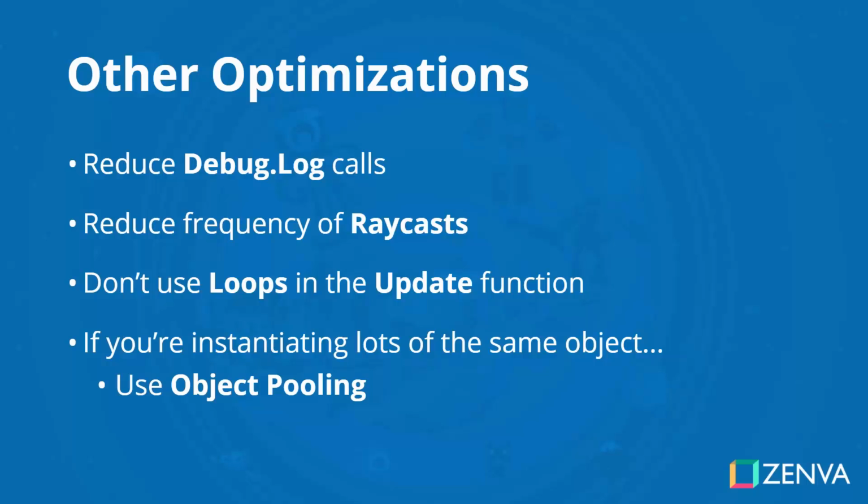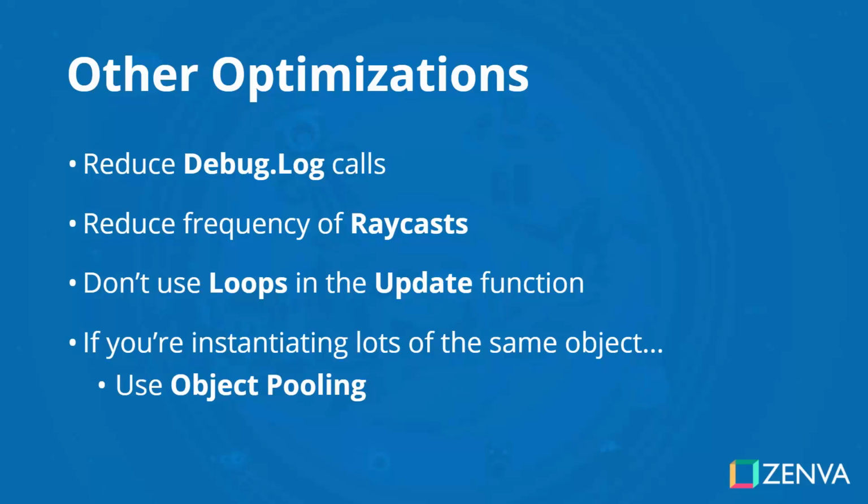Okay, and finally, if you're instantiating lots of the same object, such as bullets or particle effects, use object pooling. Now, object pooling is basically the idea of reusing game objects that are all the same. So again, for bullets or particle effects or something where you have lots and lots of the exact same object that you want to instantiate and then destroy, you can use object pooling. Because traditionally, instantiating and destroying can be quite expensive if you're doing it consistently at a very high frequency.